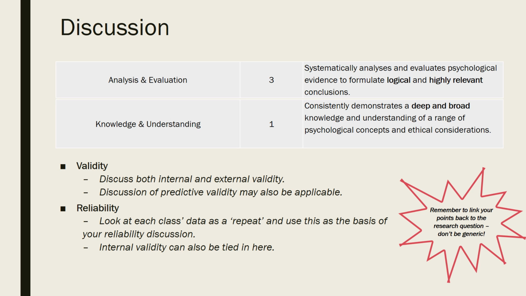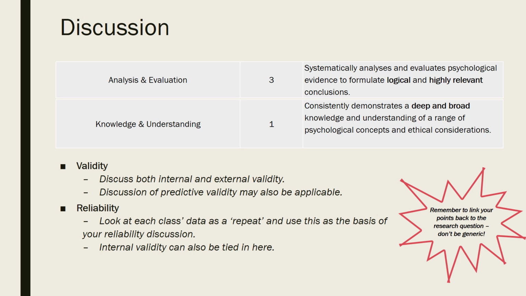To achieve at an A standard, it's really important to explain the how, rather than just listing extraneous variables that may have been present. As mentioned in the previous slide, I would discuss external validity with representativeness to avoid repetition of points relating to your sample.